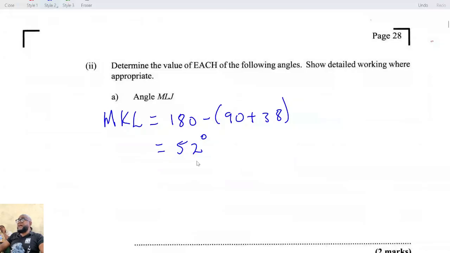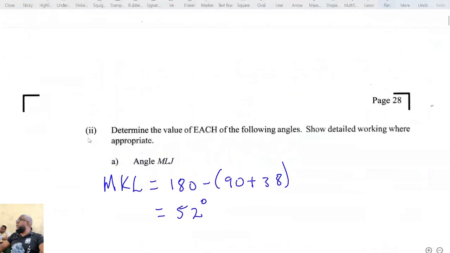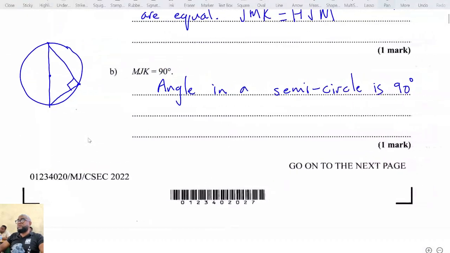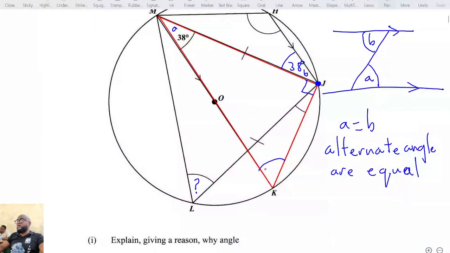52 is not the answer yet. That's MKL. 128 is right. 180 minus 128 will give you 52. Correct. So what we found is 52. That is this angle here we found, right?